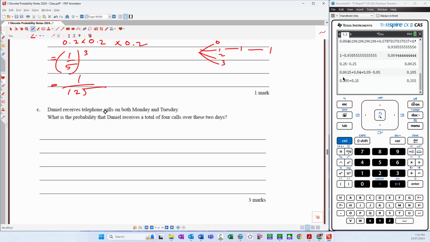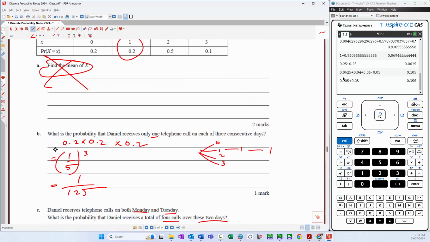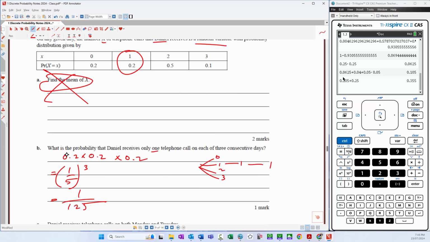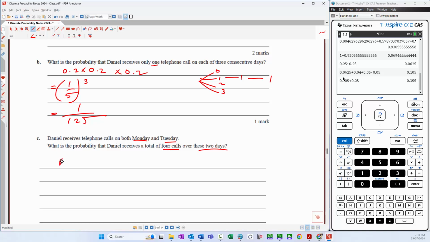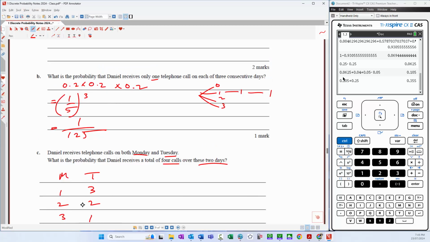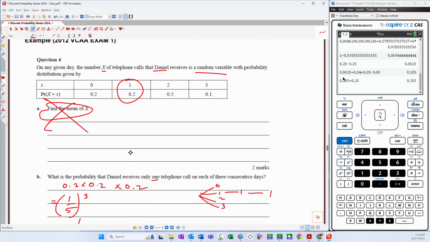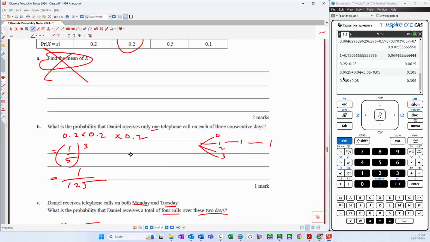Okay. Daniel receives telephone calls on both Monday and Tuesday. What's the probability that Daniel receives a total of 4 calls over these 2 days? All right, so how can he get 4 calls? Let's break it up from Monday and Tuesday. We can get one phone call and 3 phone calls, we can get 2 and 2, or we can get 3 and 1. So there's 3 possible ways that can happen. All right, so let's do 1 and 3 first of all.